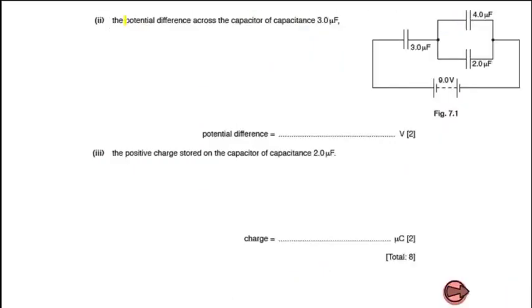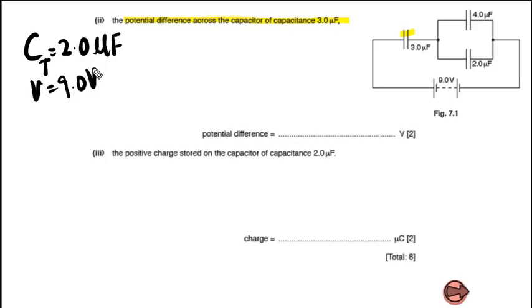For this question, we need to find the potential difference across the capacitor of capacitance 3 microfarad. Simply speaking, we need to find the potential across this capacitor. But in the previous part, we have already found the total capacitance of this network, and the total capacitance was equal to 2.0 microfarads. And the total voltage, meaning the EMF of the battery, is also given to us. That is equal to 9.0 volts.